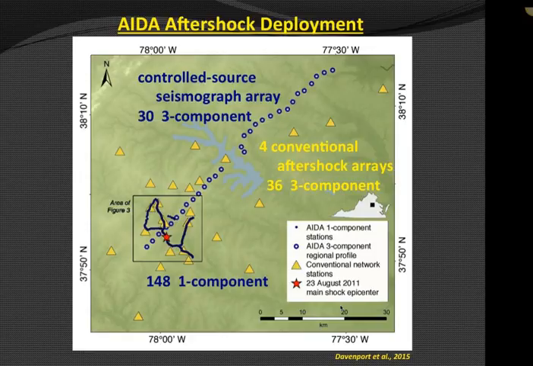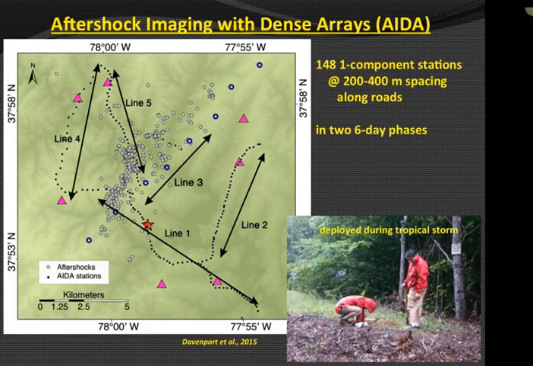In addition, we set out, shown in the box at bottom left, where the star is the epicenter, those lines of 148 single-component stations. So the next slide, please, zooms in on that box, and as you can see in the bottom left, there's a 5-kilometer scale bar. The white circles are the aftershocks that we're recording. The pink triangles, which change from yellow to pink, are a subset of the traditional aftershock stations, and those little black dots are 4 lines, plus the blue circles, which are the 3-component ones, of the AIDA deployment.